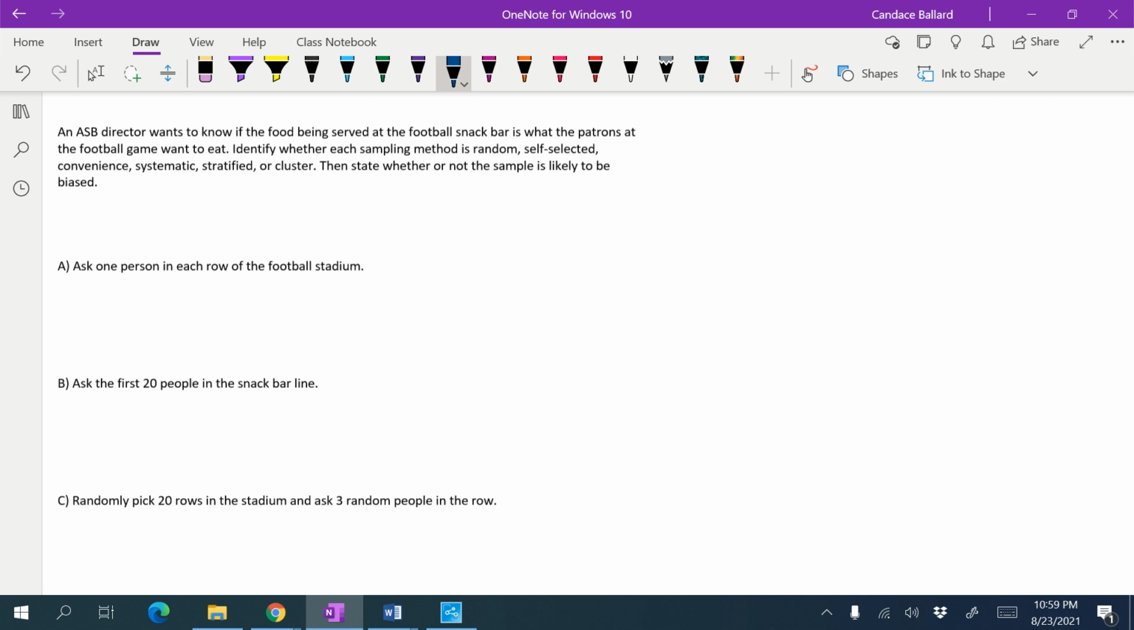So ask one person in each row in the football stadium. By asking each row, we've divided the stadium into groups. We're going to ask one in each row. That means that this has to be a stratified sampling method. And because we're going to get the whole population, because we're using the whole stadium, this is going to be unbiased.